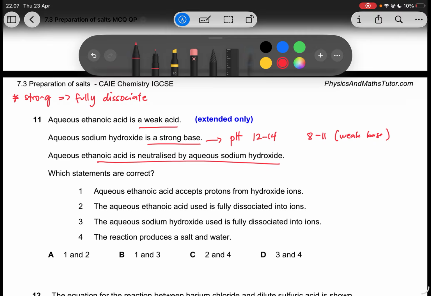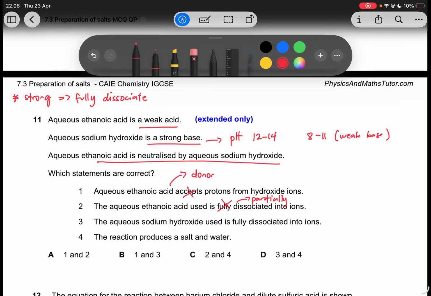Which statements are correct? Number 1, aqueous ethanoic acid accepts protons from hydroxide ions. That is actually wrong because, as we all know, acids are proton donors. And the one that accepts is the base. Statement number 2, the aqueous ethanoic acid is used to fully dissociate into ions. As we have mentioned, ethanoic acid is a weak acid, so it will not be able to fully dissociate. Instead, it can only partially dissociate.